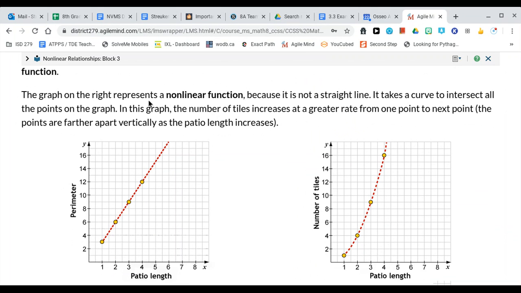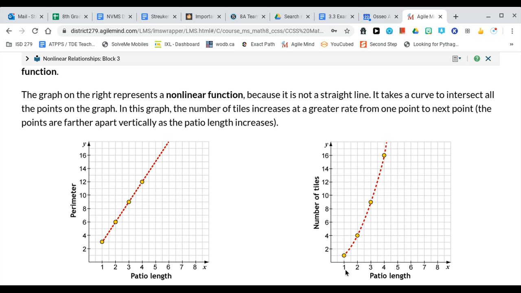The graph on the right represents a nonlinear function because it's not a straight line. See, not a straight line, nonlinear. It takes a curve to intersect all the points on the graph. In this graph, the number of tiles increases at a greater rate from one point to the next point. The points are farther apart vertically as the patio length increases.